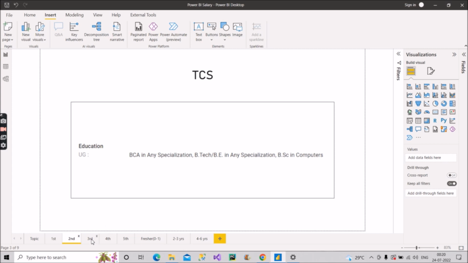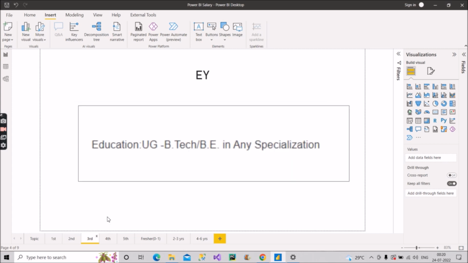Let's move to the third company and see the requirement. For EY, the academic qualification requirement for the Power BI developer position was BTech or BE in any specialization. They didn't include any BSc or BCA or any other graduates. They are only focusing on BTech or BE specialized people. So this was regarding EY.